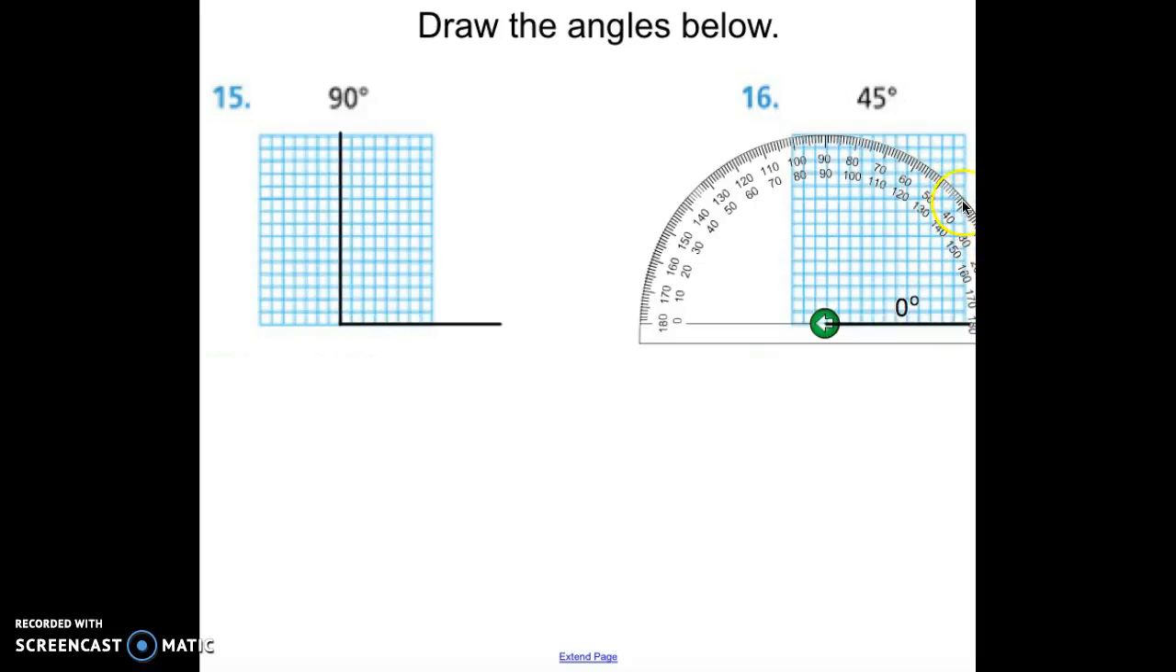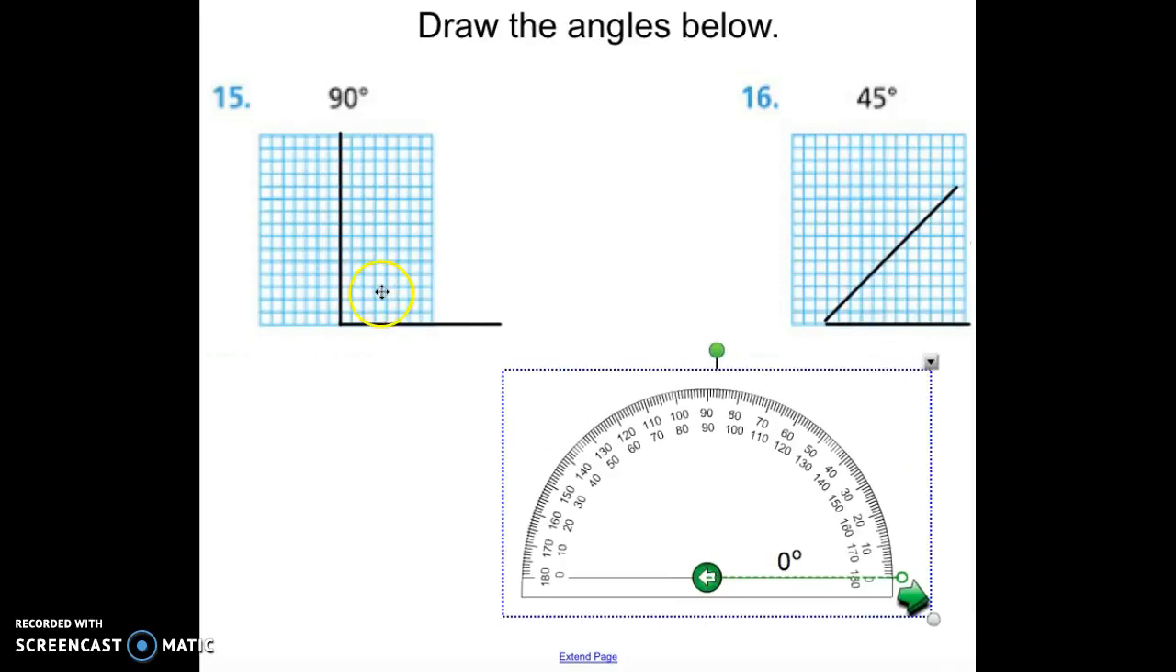I'm going up 30, 40, 50. You see that one's a little longer, so that's my 45 degrees. And I'm going to go ahead and click right there. I can get that right. Here we go. And I'm going to make sure I connect it right to that center point. And there you go. Now I've shown a 45-degree angle. If I pull that protractor away, I've got a 90-degree angle and a 45-degree angle.